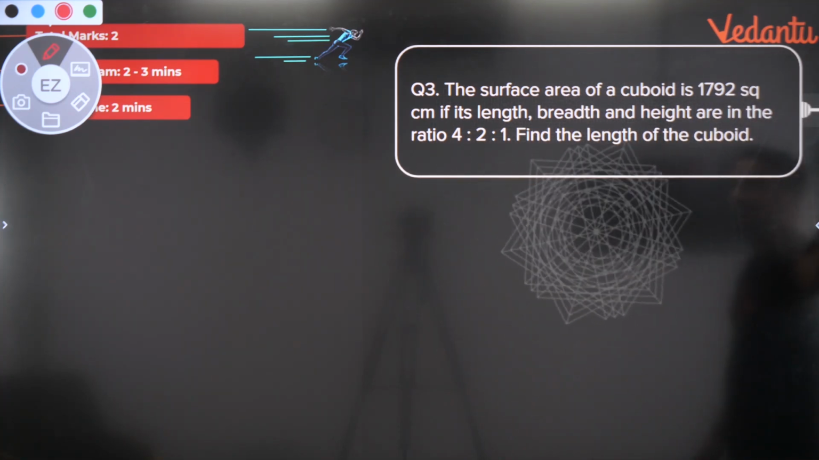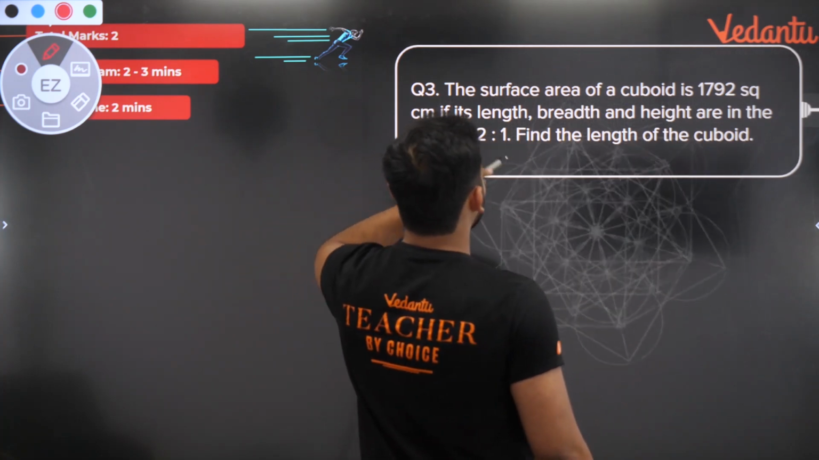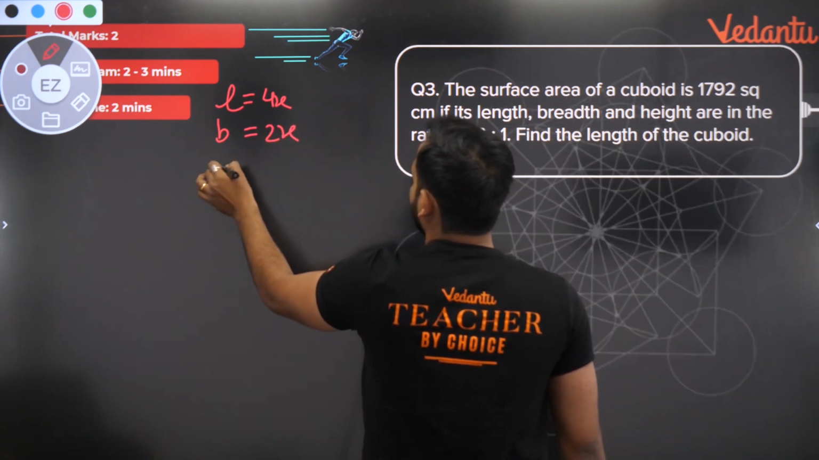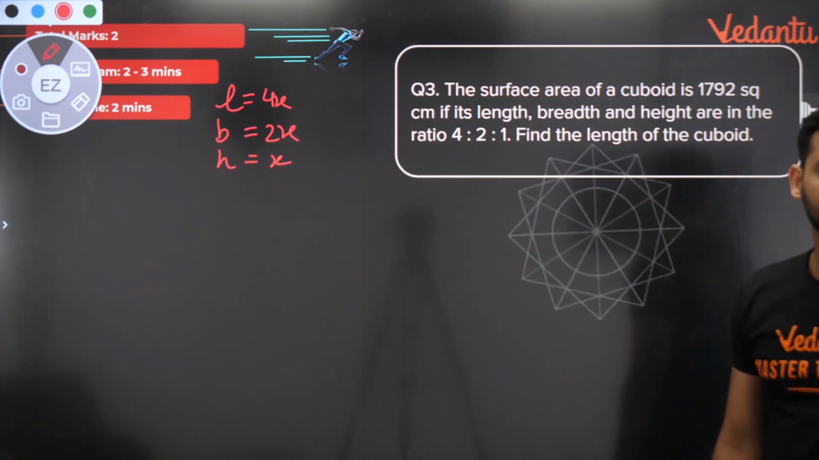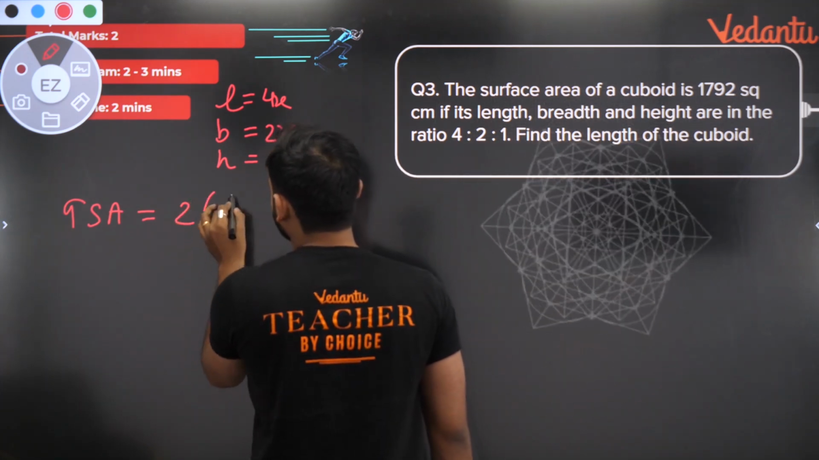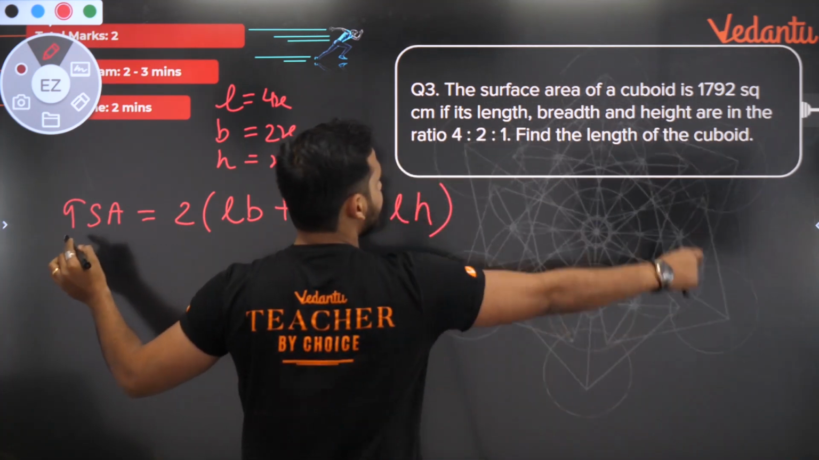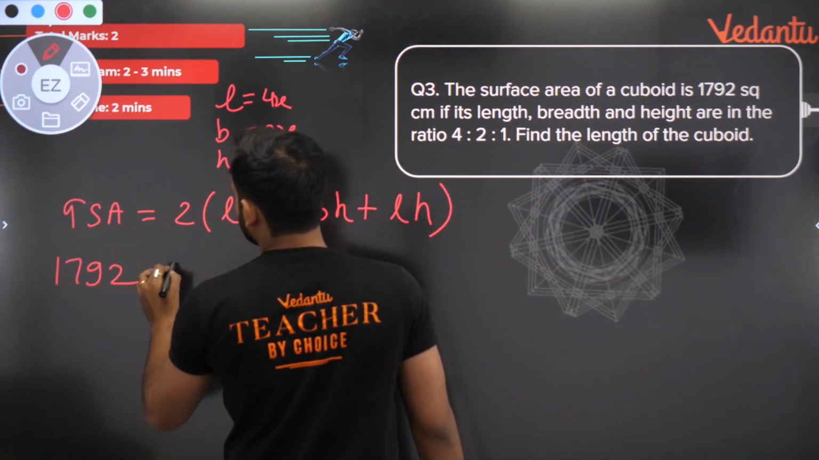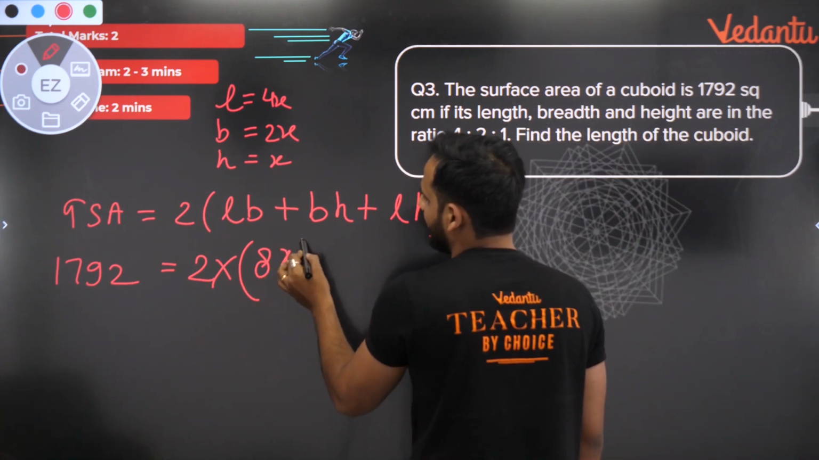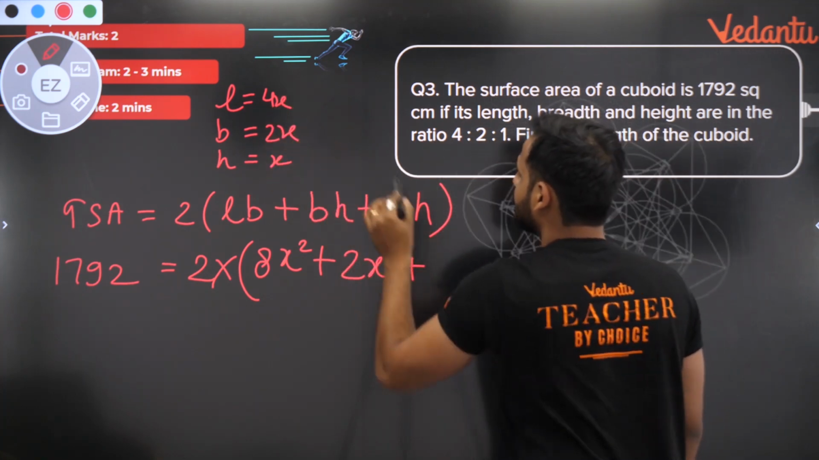If its length, breadth and height are in the ratio 4:2:1, find the length of the cuboid. So I know that the length, breadth and height ratio is this. So I can take length as 4x, breadth as 2x and height as x. Correct? Now I know the formula for TSA is equal to 2 times (LB plus BH plus LH). So TSA is given as 1792, which is equal to 2 times L into B, 4x into 2x, which is 8x square, plus B into H, 2x square, plus L into H, which is 4x square.